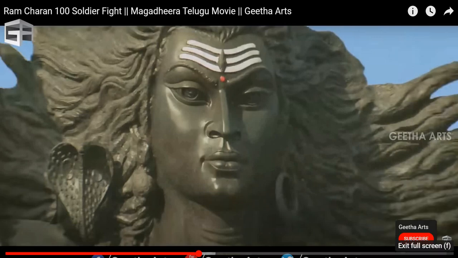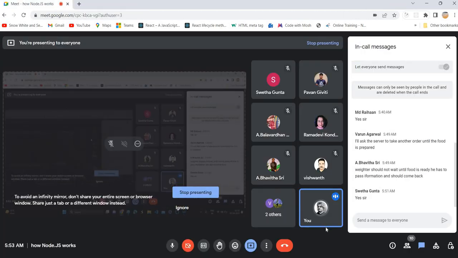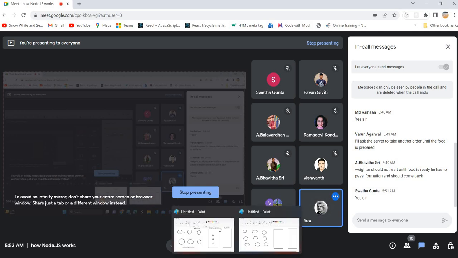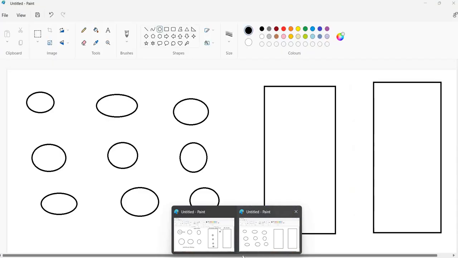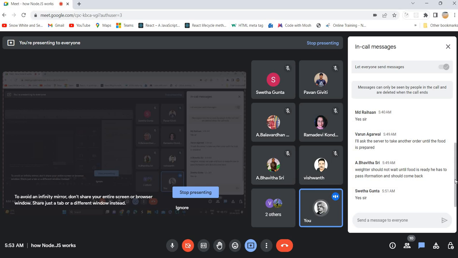Okay, this is fine. Now you understand what a single thread is, right? Just tell me what a single thread is. One person should handle everything, like Magadheera. Let's see how Node.js will handle it. How many of you love the Magadheera movie? Fully everyone, right?